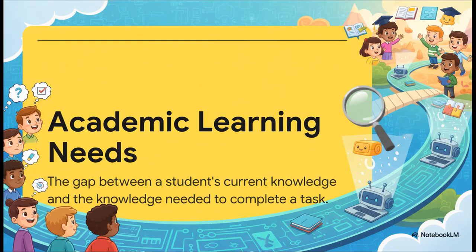To even start to solve this, we have to know what we're aiming for. And that's what we call an academic learning need. It sounds complicated, but it's not. It's just the gap between what a student already knows and what they need to know to get something done. And our job, really, is to help them build a bridge across that gap.